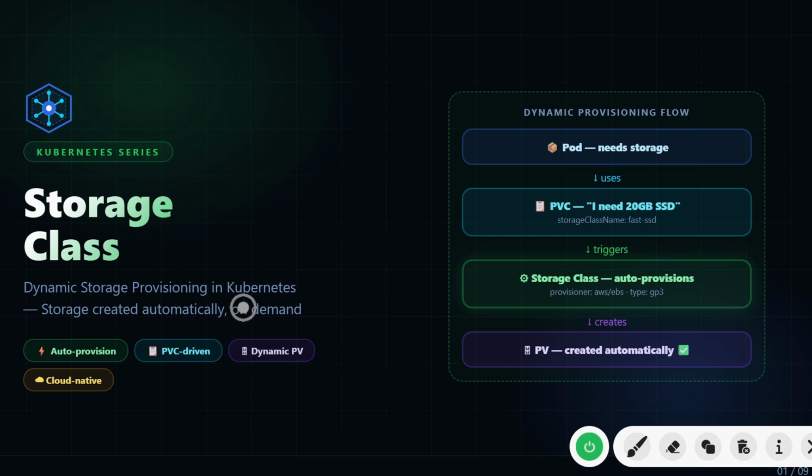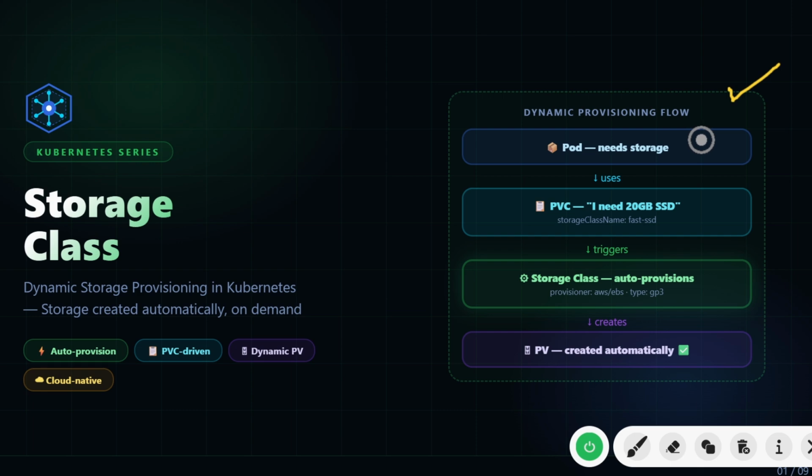First thing, a storage class is for dynamic storage provisioning in Kubernetes. So storage is created automatically on demand whenever it is required. On a high level, here is how the storage class looks. This is the dynamic provisioning of a storage class from the beginning. The entire flow looks like this.